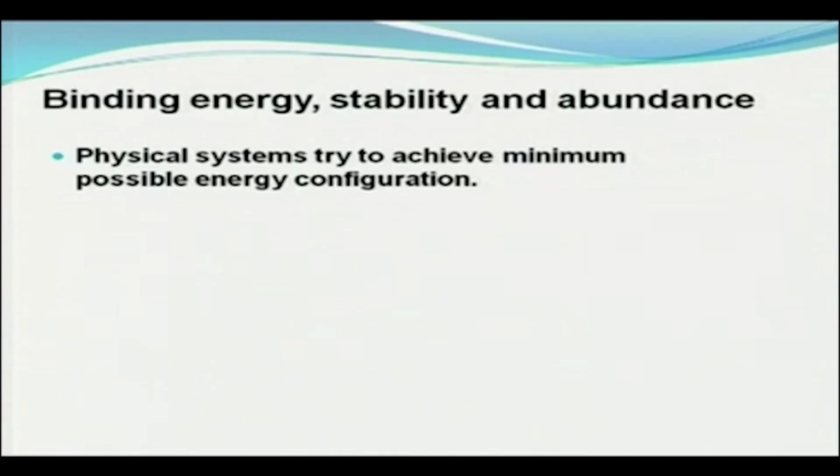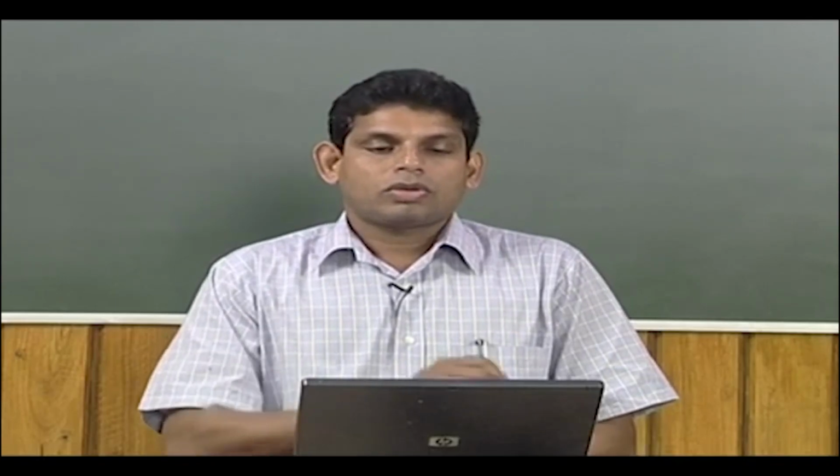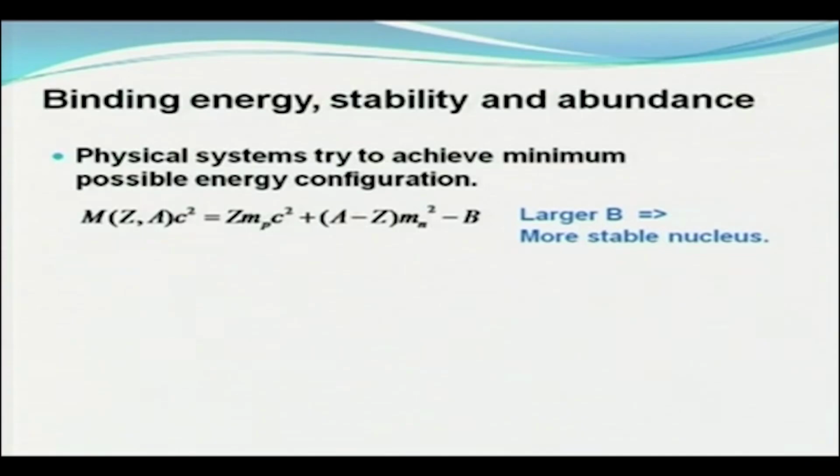We want to minimize our energy by sitting idle somewhere. Almost all physical systems, in fact all physical systems, have this tendency. So, if you look at the nucleus, energy is mass times c square, which is equal to Z m_p c square plus the number of neutrons, A minus Z, times m_n c square. You missed the c there. So, it is the mass term minus the binding energy.